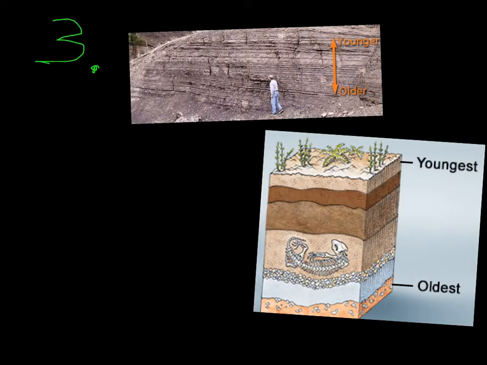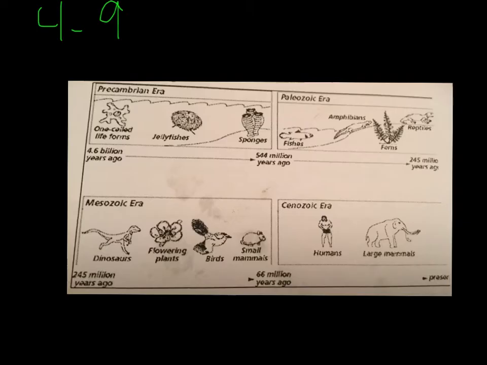Here, this just simply shows you that the younger rocks are up at the top layer and the older rocks down at the bottom. So deeper rocks are older. Let's hit questions 4 through 9. The most recent era down here is the Cenozoic era because this says present. 4.6 billion years ago at the beginning of time, we have the Precambrian era.